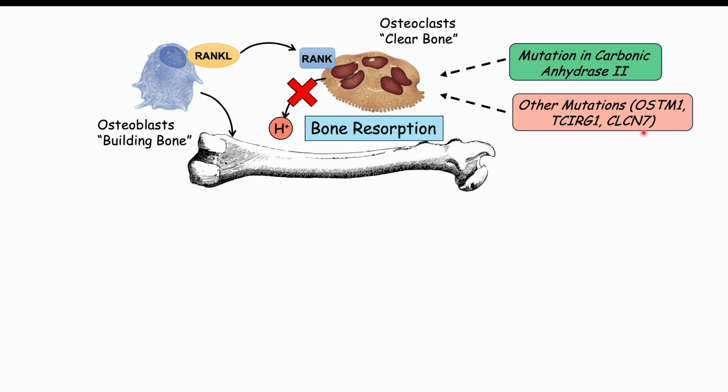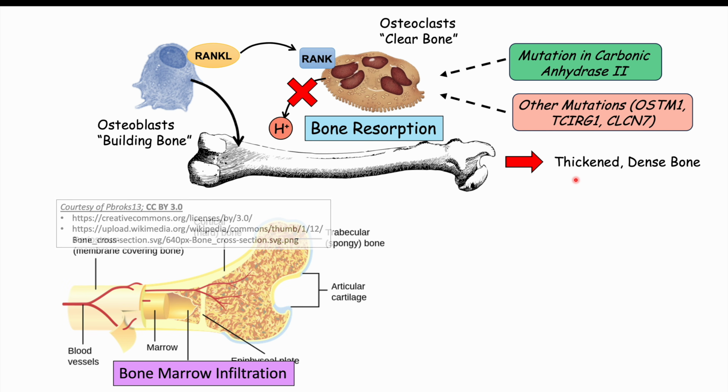So if there are any of these mutations and there are issues with osteoclast functioning, we're going to have increases in osteoblast functioning, or increases in the building of bone from osteoblasts. And all of this is going to lead to increased density or thickness of bone. So we have increased thickening of bone, but these bones are not going to be healthy. They're going to be prone to fracturing.